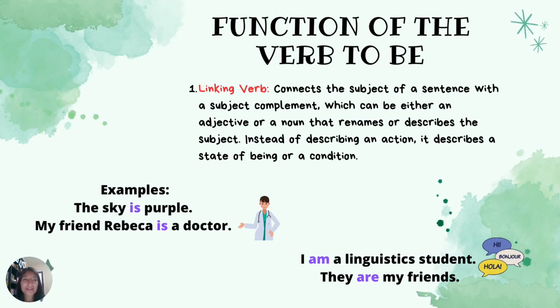For example, the sky is purple. Yeah, well, I know that the sky is blue and not purple, but it would be something very interesting. Anyway, the linking verb is connecting the subject sky with the adjective purple.